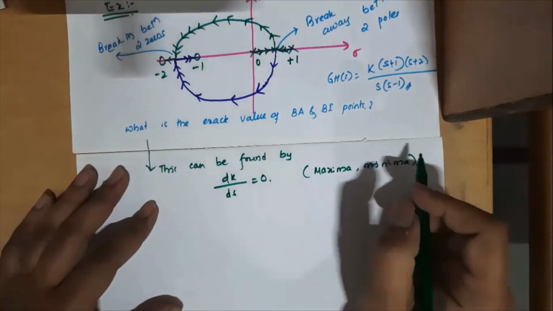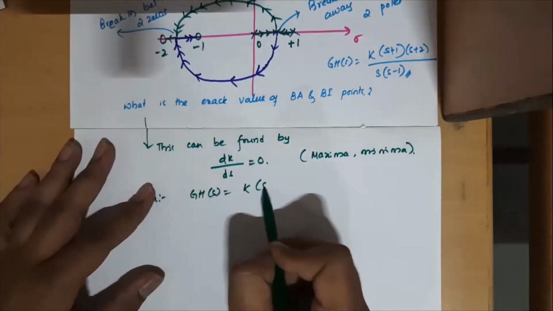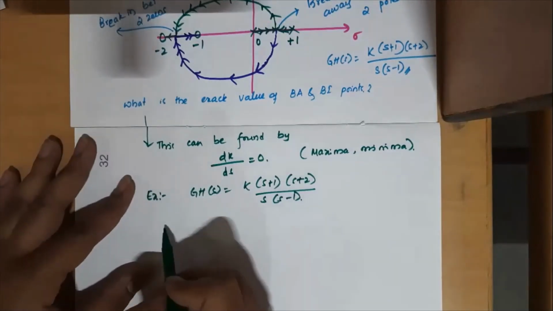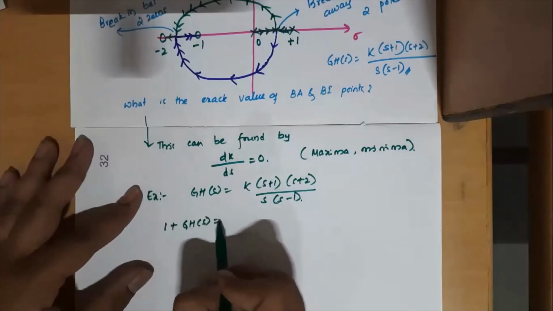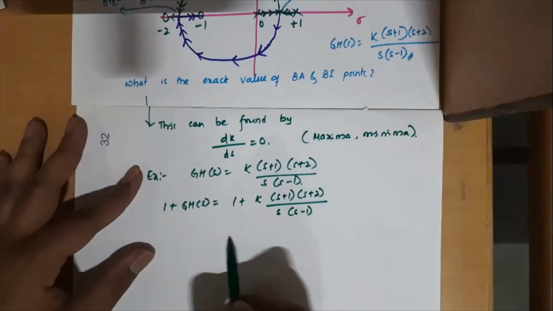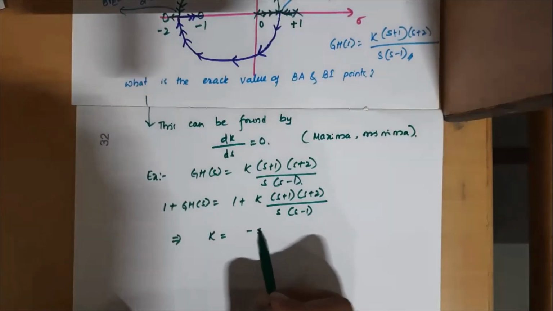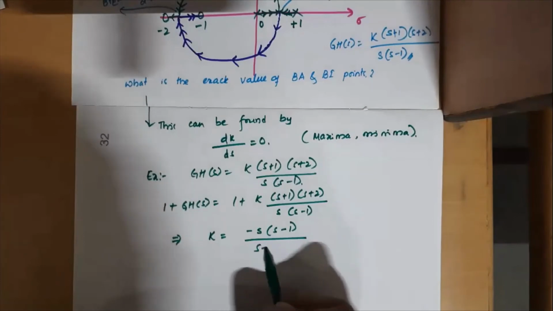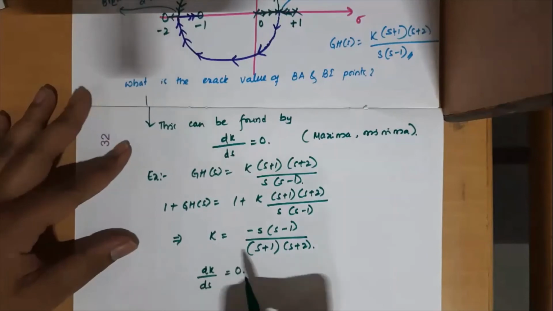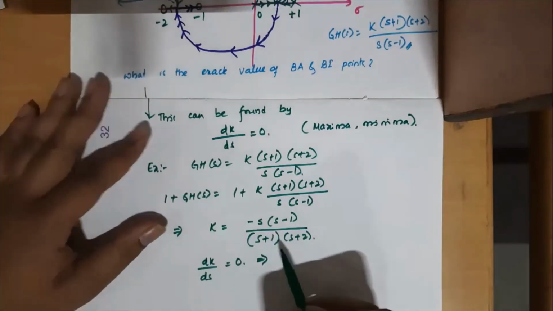We make use of maxima and minima concept. So we take this open loop transfer function, then we formulate the characteristic equation, then rearrange this whole characteristic equation in terms of k equals to, and now it is straight away differentiation dk by ds equal to 0. This maximum minimum occurs at this point. So differentiate this.